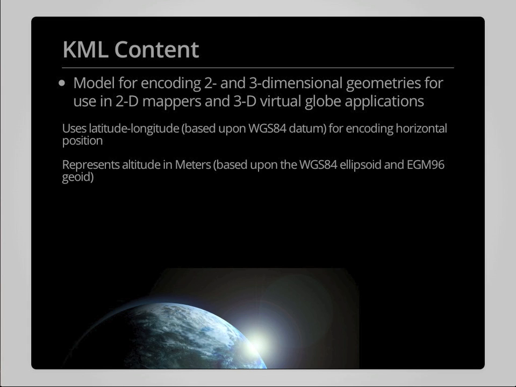KML uses a core latitude-longitude coordinate system that is based upon the WGS84 datum for encoding horizontal position. So all locations in KML are defined in latitude and longitude WGS84. When adding a third dimension, altitude is represented in meters based upon the WGS84 ellipsoid and the EGM96 geoid. So these are the reference models for expressing altitude in units of meters.